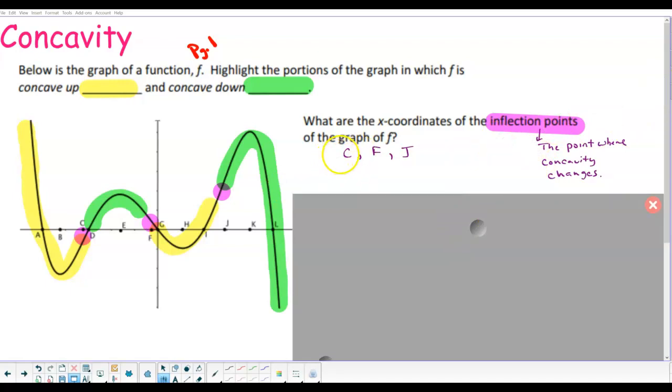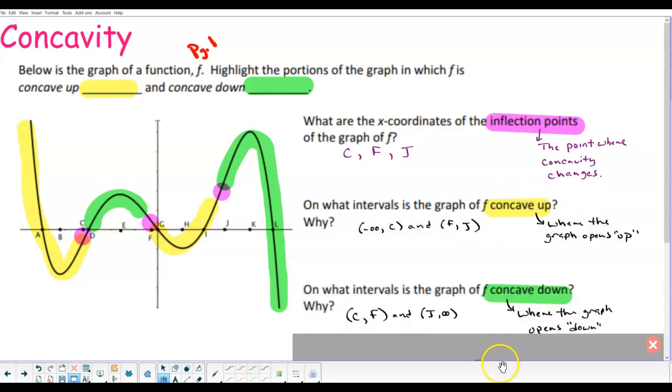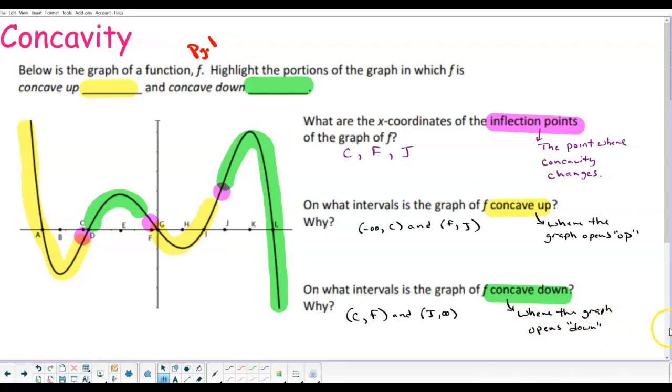You can take a look here and see that at C, we go from concave up to concave down. F, we go from concave down to concave up. And I is concave up to concave down. So those are the points of inflection or inflection points. We already talked about where concave up is. That's the yellow highlighted spots. And then concave down is the green highlighted spots. That's where the graph opens downward.